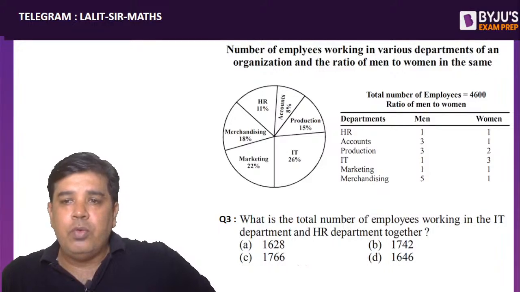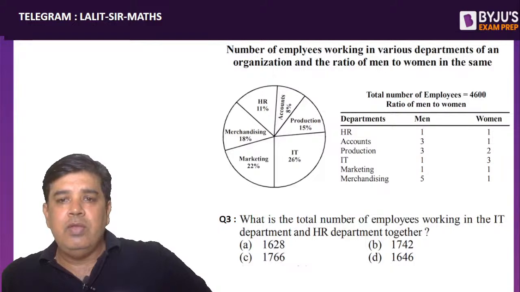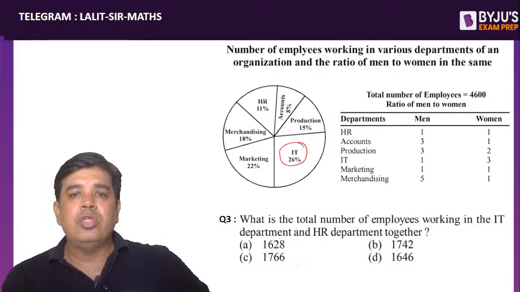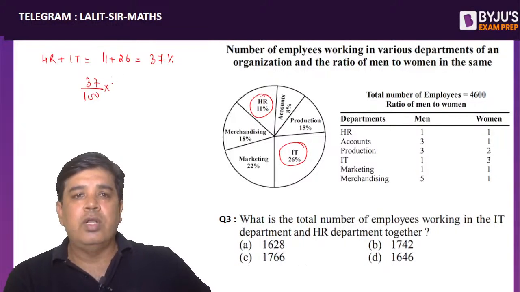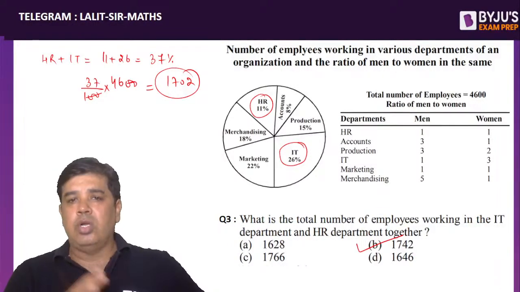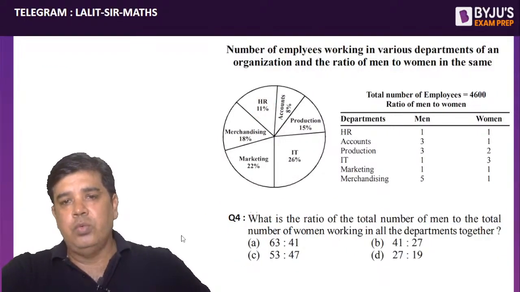What is the total number of employees in the IT department and the HR department? Again we have to find the total of IT and HR. IT is 26, HR is 11. So HR plus IT makes 11 plus 26, that is 37%. So 37% of 4600 comes out to around 1702. But since 1702 is not among the options, we will mark the nearest option, that is 1742.